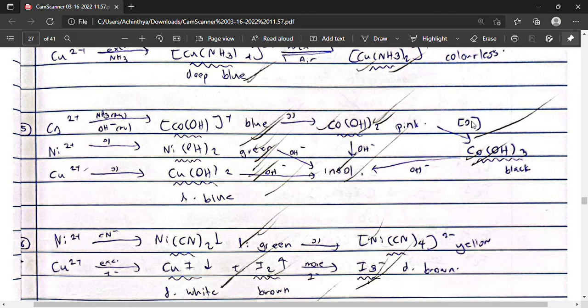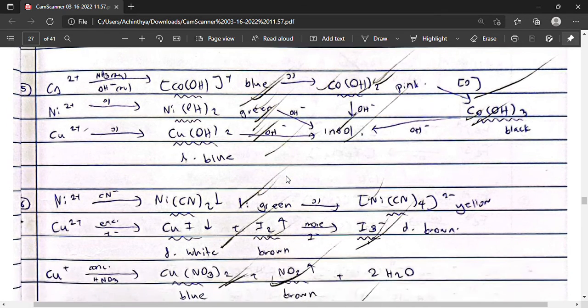Also, we can react cobalt 2 hydroxide, the pink precipitate, with an oxidizing agent and get the black cobalt 3 hydroxide. All of these hydroxides are insoluble in further addition of hydroxide.